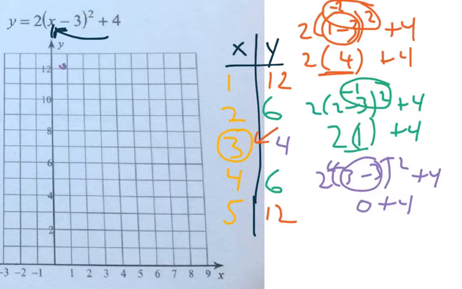1 is 12. 2 is 6. 3 is 4. 4 is 6. 5 is 12. And as you can see right here, guys, I got a nice quadratic, a nice parabola. Okay, pause the video if you need to.